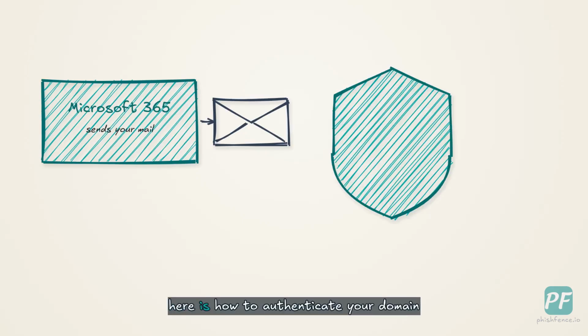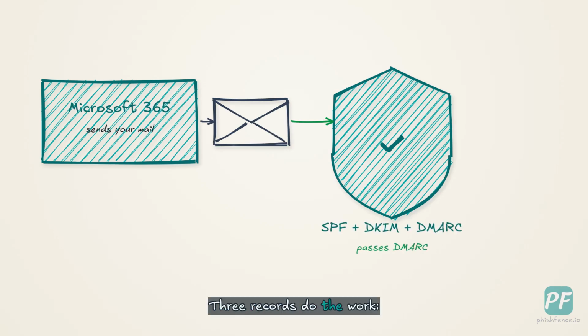If you send mail through Microsoft 365, here is how to authenticate your domain so it passes DMARC. 3 records do the work: SPF, DKIM, and DMARC.